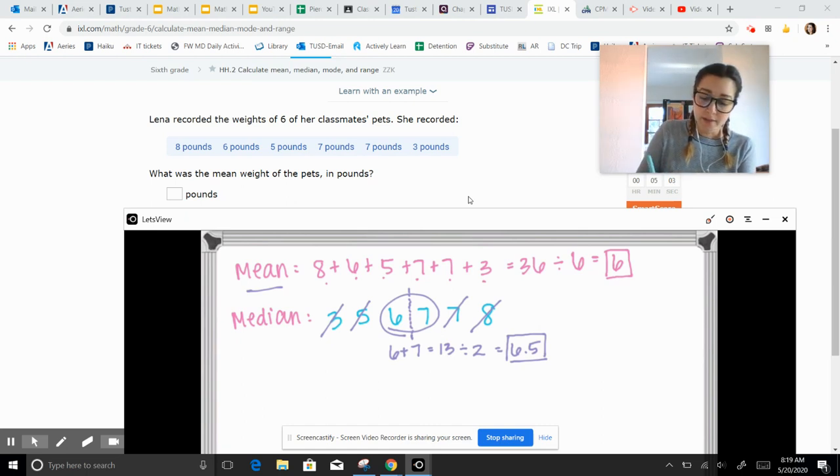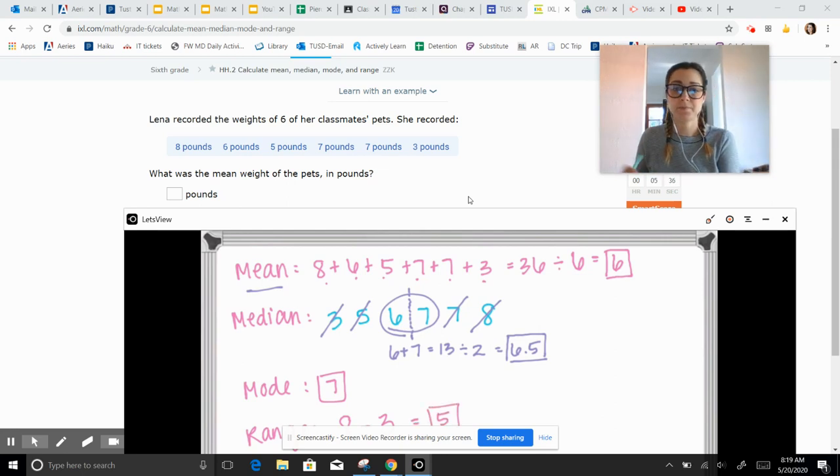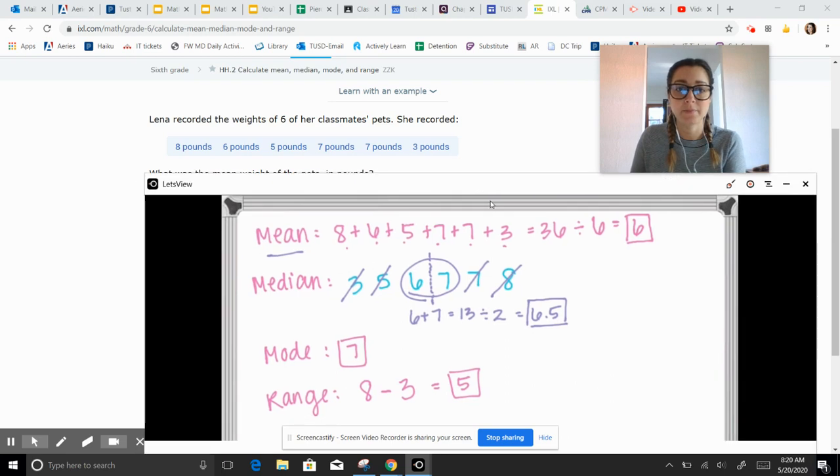Okay, next up is our mode. And remember, mode is whatever occurs the most. So in this case, we have 7 pounds twice in our data set. So our mode is just going to be 7. That one's pretty simple. And then the range is our greatest amount, which is 8, minus our least amount, which is 3. So 8 minus 3 is 5. And it's blocked. There we go.